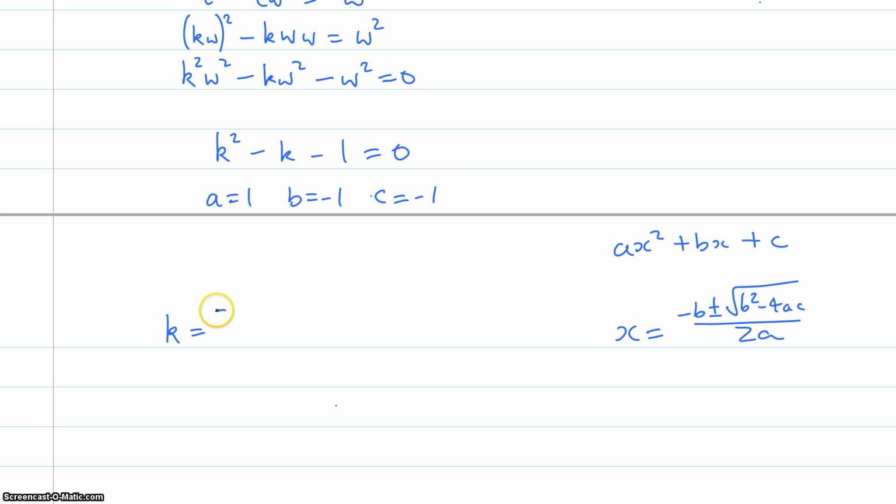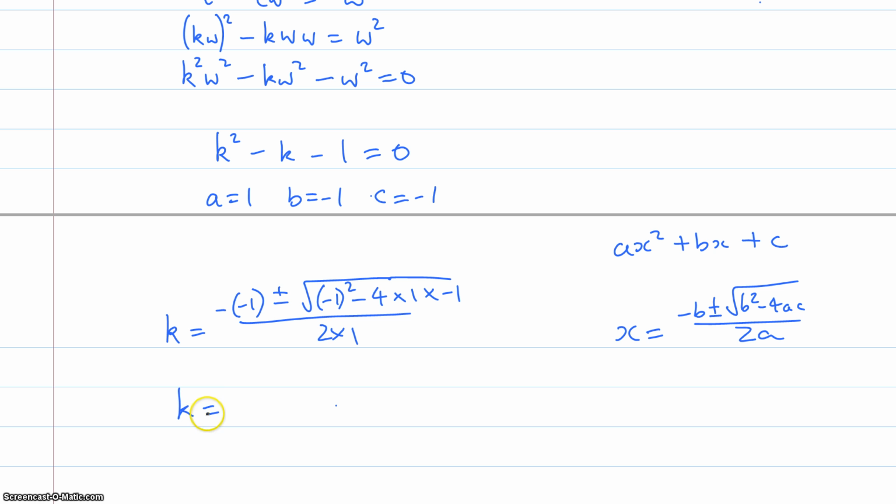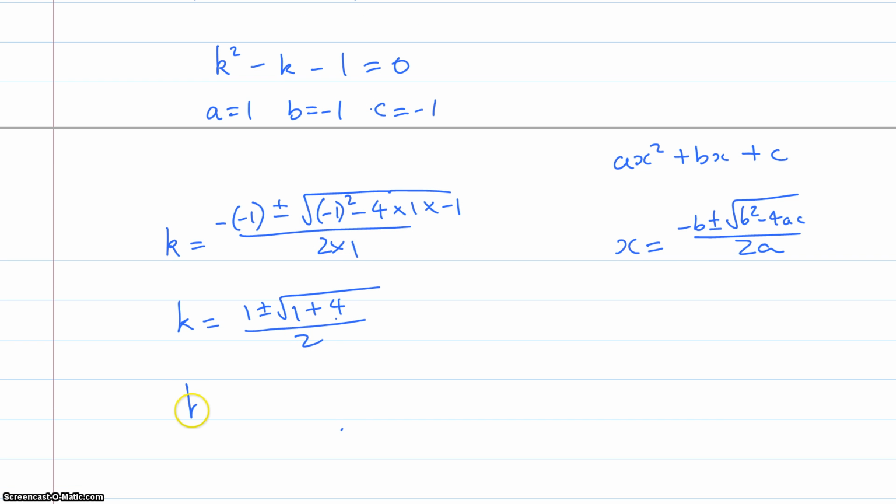So I get negative negative 1 plus or minus the square root of negative 1 squared minus 4 times 1 times negative 1, all over 2 times 1. Tidying this up a little bit, I get positive 1 plus or minus the square root of 1 plus 4 all over 2. The plus is because of the two negatives. And so I get k is equal to 1 plus or minus the square root of 5 over 2.